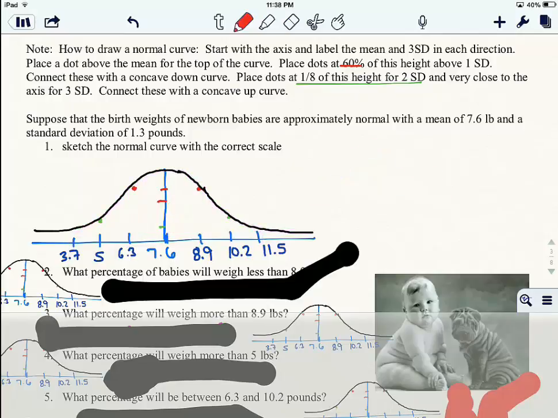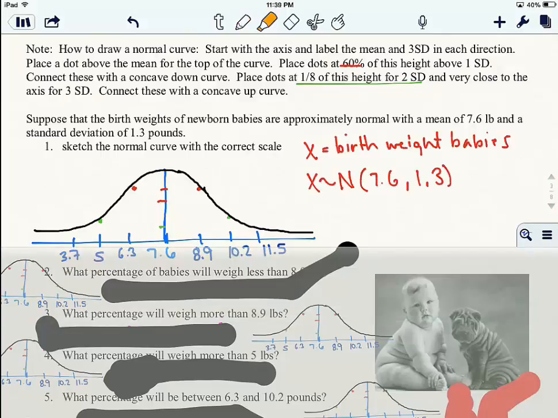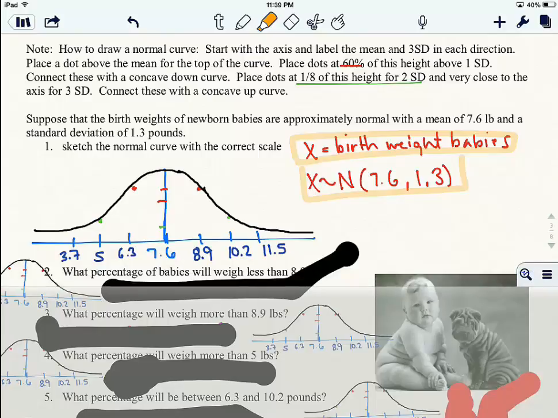Let's do some simple examples. Suppose that the birth weight of newborn babies is approximately normal with a mean of 7.6 and a standard deviation of 1.3 pounds. The very first thing I'd want to do is to go ahead and define my variables and my distribution. So I put it in that shorthand. Then I'm going to draw a curve starting from my mean and then adding 1.3 to each value and subtracting. So now we've sketched a normal curve with the correct scale, and even if I didn't ask for that, you'd want to do that. And now let's answer some questions.